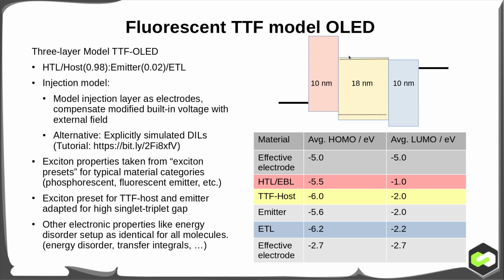98% host and 2% dopant, where the energy levels are chosen in such a way that the dopant does not act as a trap for electrons, but it does act as a trap for holes, which means the energy transport will be quicker for electrons than for holes.